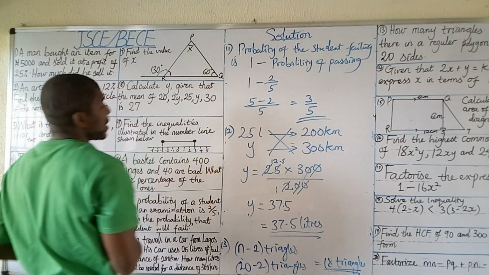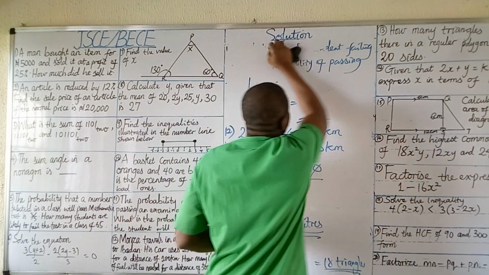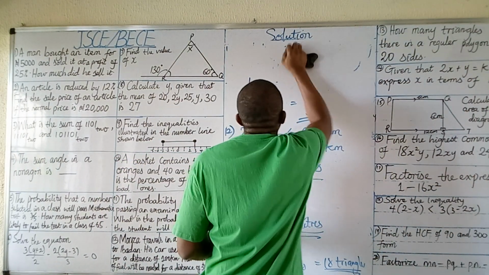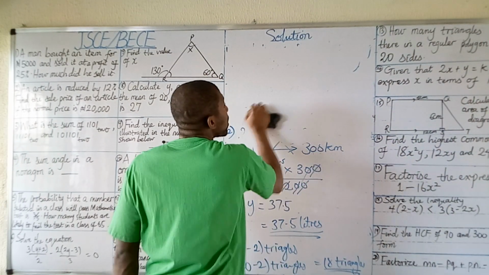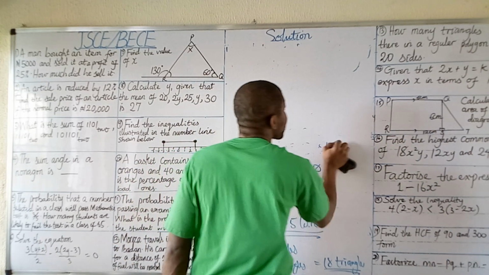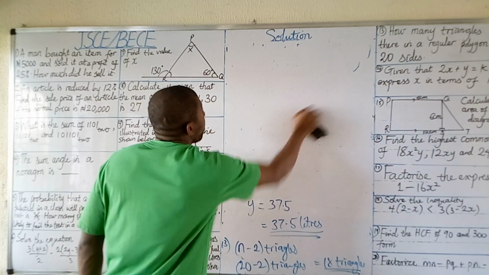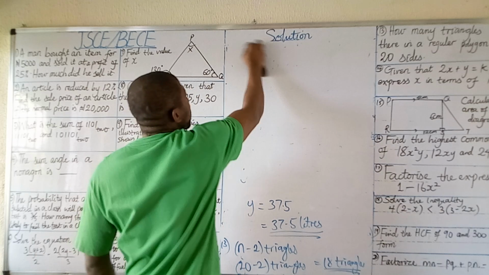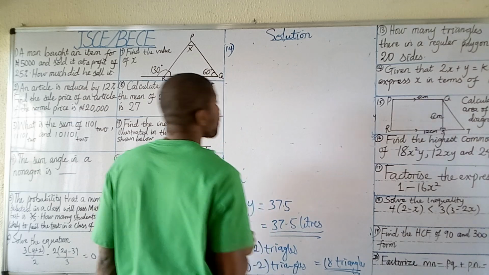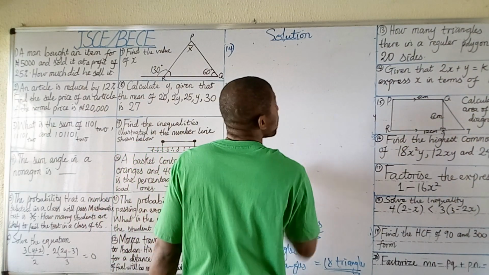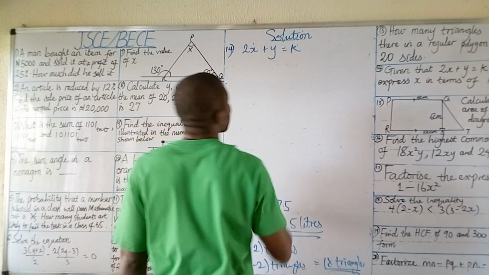Thank you. Alright, next is question 14. We're ready here to continue. Question 14 reads thus. Given that 2x plus y equal to k, express x in terms of k. So this will go like this. Question 14, given that 2x plus y is equal to k, we are expressing in terms of x.